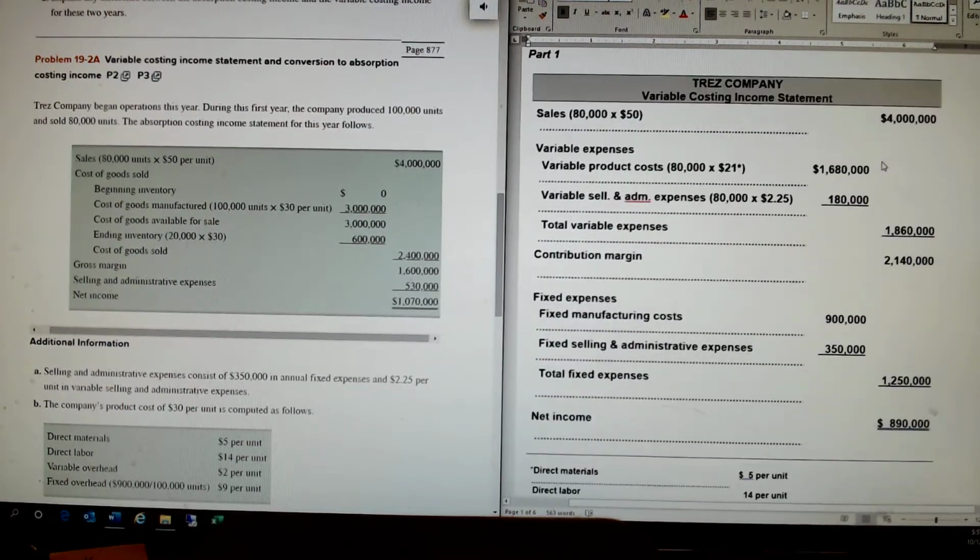9-2A is what that is. Okay. It says this company began operations this year. During the first year, the company produced 100,000 units and sold 80,000. Oh, so they produced more than they sold.